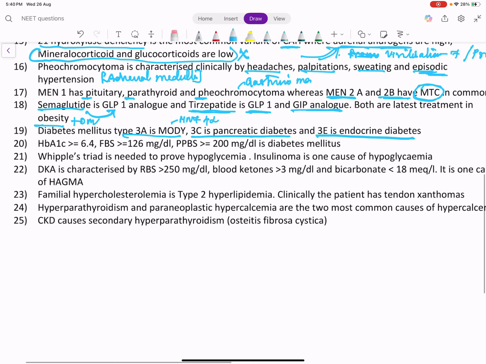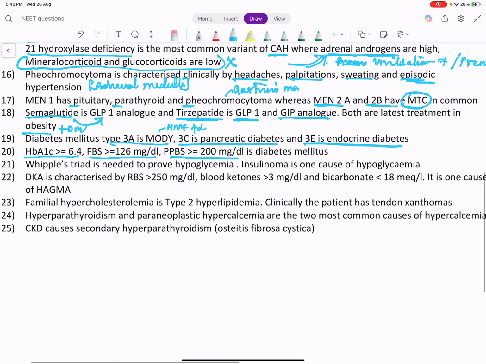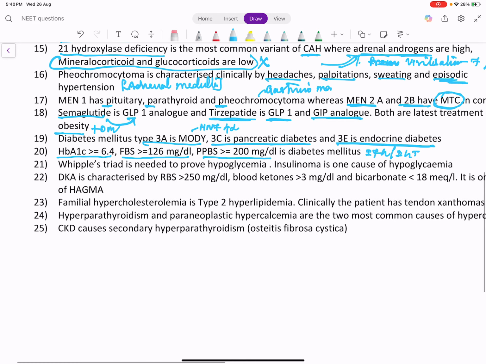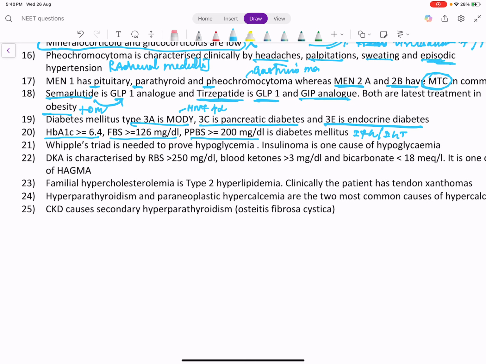Diabetes definition is HbA1c more than or equal to 6.4, fasting blood sugar more than or equal to 126, postprandial blood sugar more than or equal to 200. Values in between will come under impaired fasting glucose or impaired glucose tolerance. This is hyperglycemia. For hypoglycemia, we have Whipple's triad. Whipple's triad is symptoms and signs suggestive of hypoglycemia, hypoglycemia proved by testing, and the symptoms of hypoglycemia should reverse with glucose supplementation.